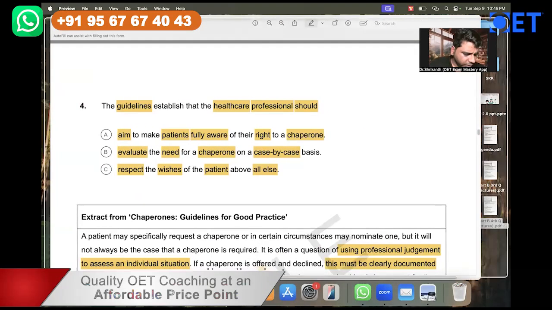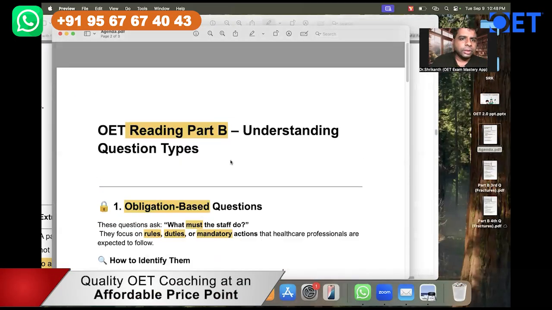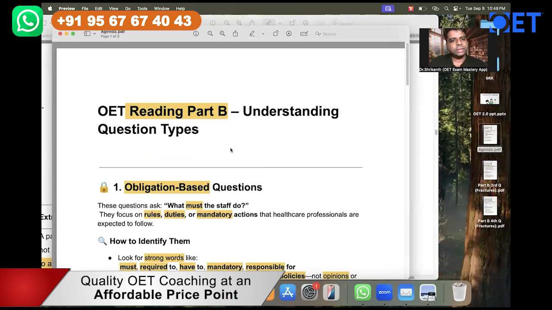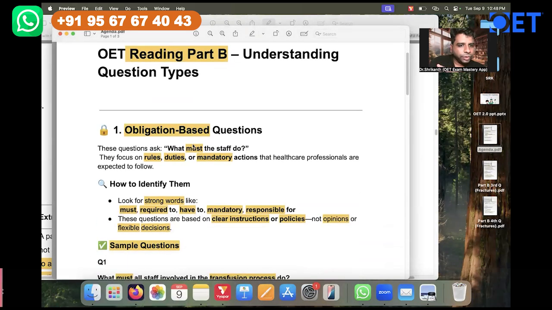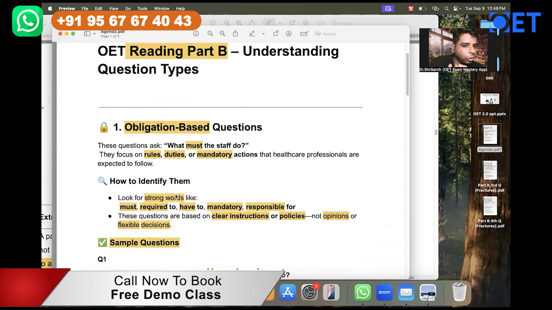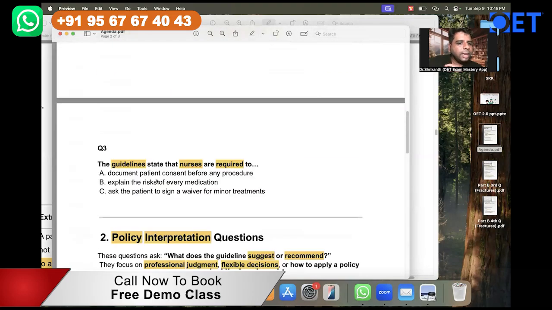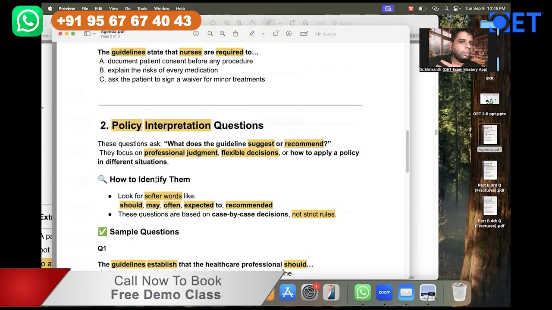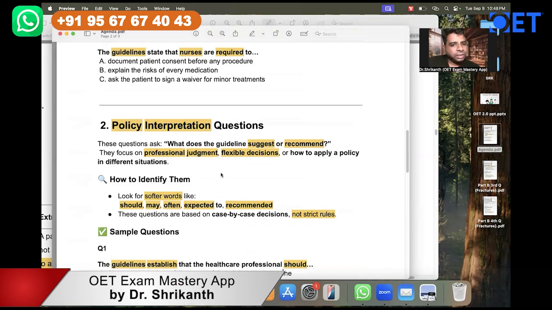Right. So let's just have a small recap of the things that we just discussed today. So what did we discuss? We discussed reading part B questions. We discussed what obligation-based questions are. Very strong words will be there. There will be no flexibility. And we went through some sample questions. And then we also discussed what policy interpretation questions are, which means it is not a compulsion, it is an expectation. Suggestions, recommendations, or softer words will be mentioned.